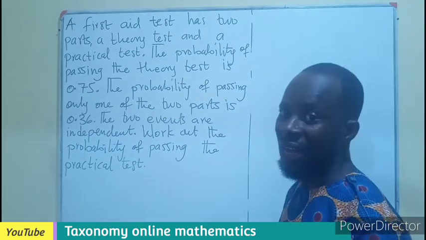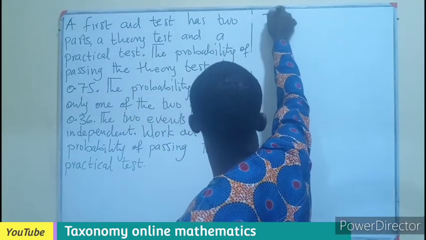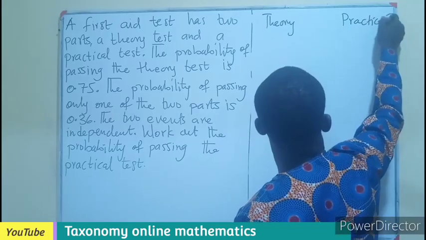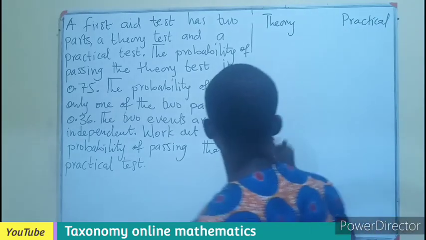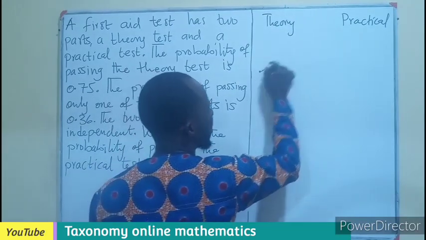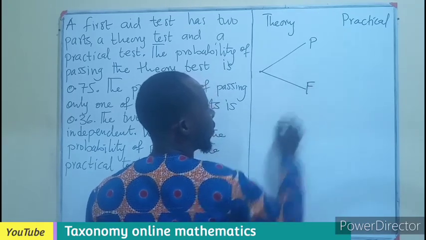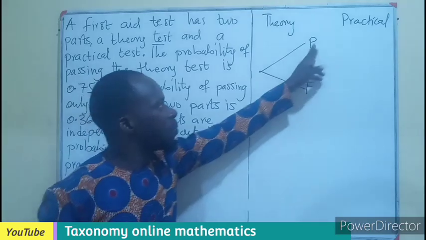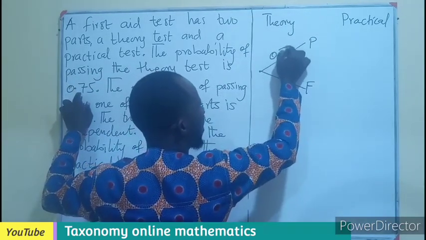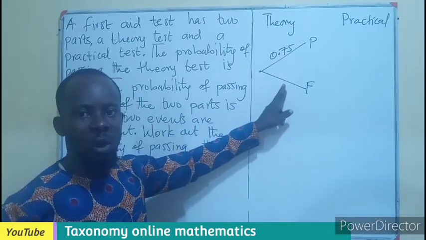If I'm going to use the tree diagram, let's say the first one is the theory aspect, then the second one is the practical aspect. Peter said earlier on that the tree diagram has only two branches. So in the first branch, let's say this is for passing and this is for failing. What is the probability of passing the theory? It has been given as 0.75. So both the passing and the failing should add up to 1.